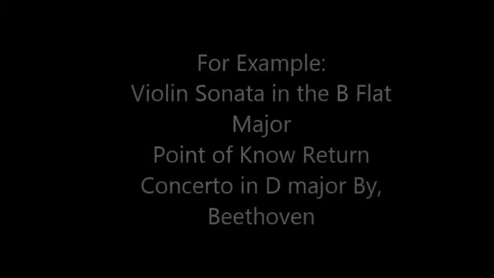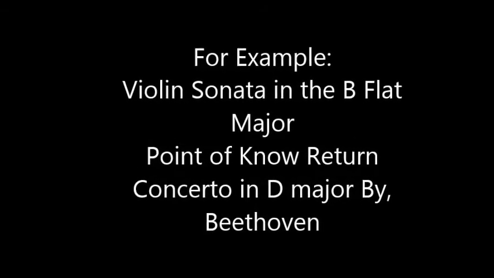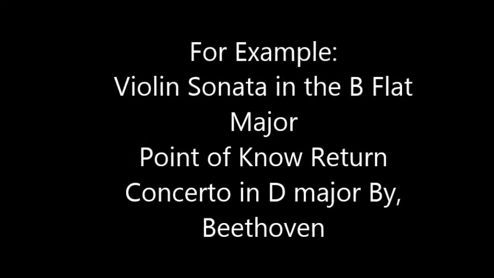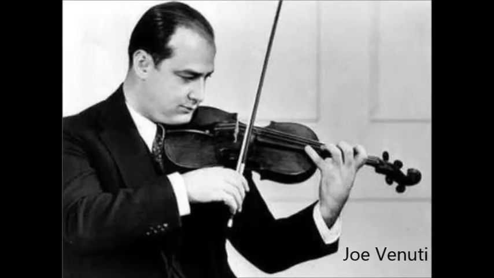For example, classical music is really popular, like the Violin Sonata in B flat major, Point of No Return, Concerto in D major by Beethoven, and etc. Jazz is also played on the violin, which is partly made up and partly written down. The violin was first used for jazz in the 1920s, but the big violin jazz player was Joe Venuti, who was known as a jazz violin giant.